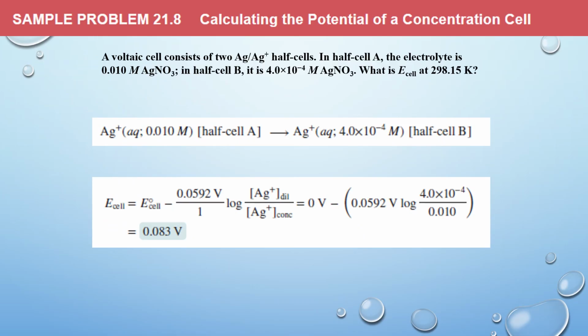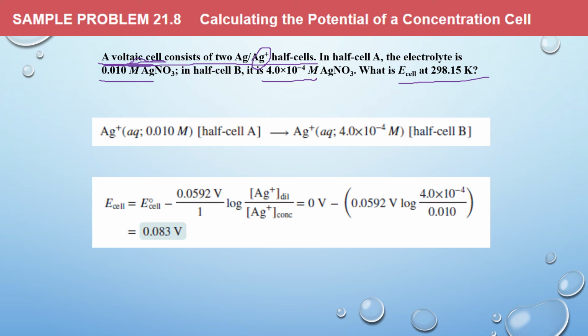Right, so let's work on an example for this concentration cell. We have this voltaic cell again, meaning that this should be spontaneous. We have two silver electrodes, both immersed in a silver plus electrolyte solution. One of them has 0.1 molar, the other has 4 times 10 to the minus 4 molar. It asks us what the cell potential is at room temperature.